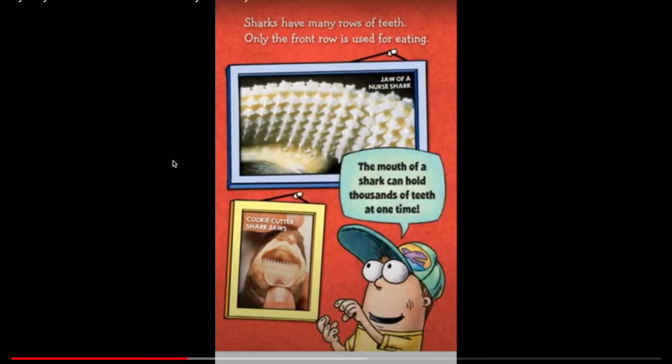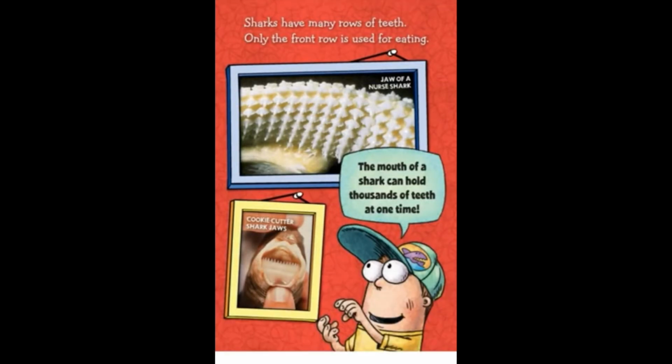Sharks have many rows of teeth. Only the front row is used for eating. We see the jaw of a nurse shark, and the mouth of a shark can hold thousands of teeth at one time. That's a cookie cutter shark's jaws. Wow. So only the front row of teeth is used for eating. Interesting.